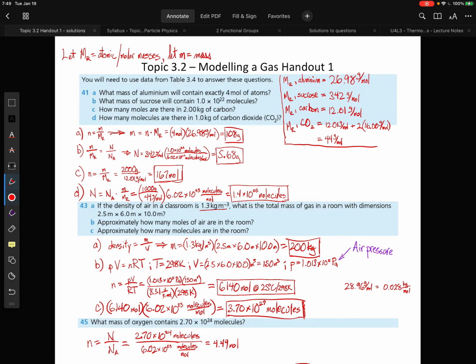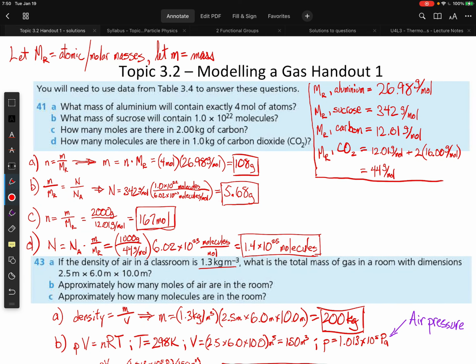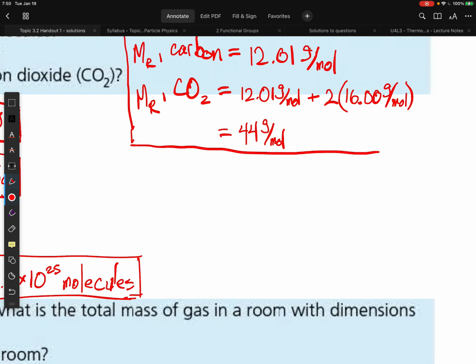Okay, so today we're going to take a look at topic 3.2, in which we model a gas. So, first one, question number 41. You will need one simple formula to answer all questions of this nature, and it is this.